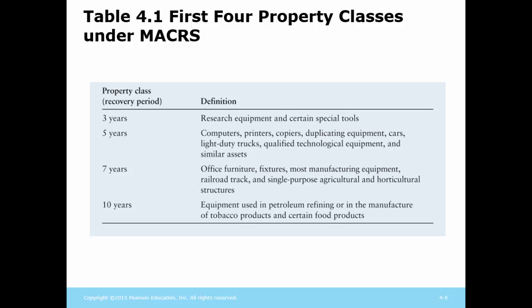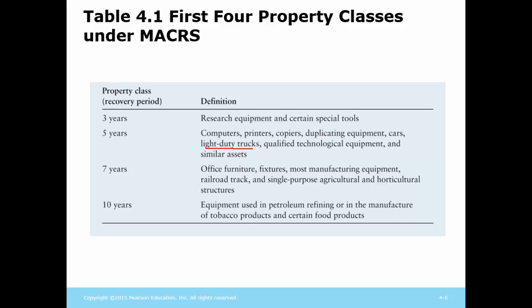So here are the property classes. A 3-year asset is things like research equipment, etc., things with very short lifespans. A 10-year asset would be more manufacturing types of assets. A light-duty truck is depreciated over 5 years. Cars, 5 years. Office furniture, though, is 7 years. So, again, you don't have to memorize this, but in the IRS code, you can look up and find what these property classes are to see where the new asset falls in this MACRS system.